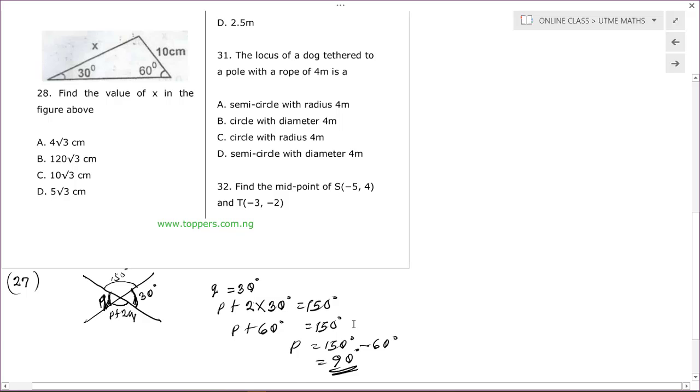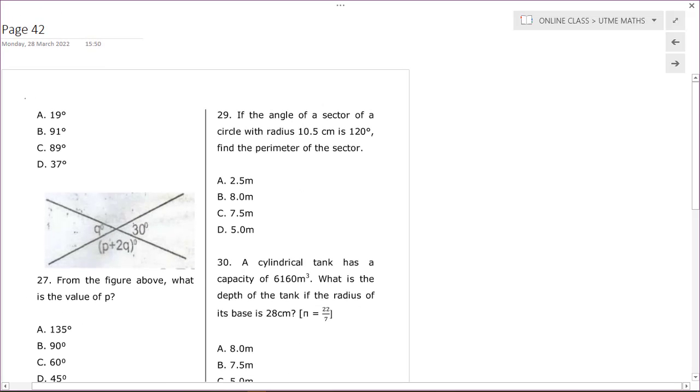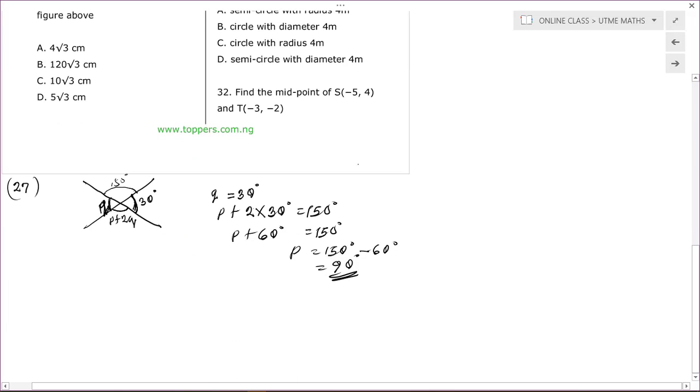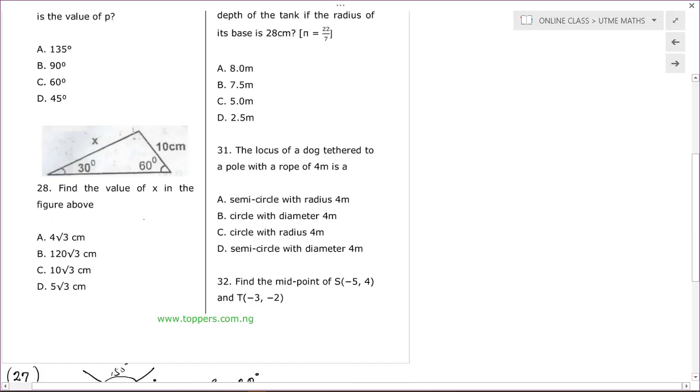So let's see what that is saying. So that is B. Our option here is B. So that's B. B is B. So number 28 to be solved now.